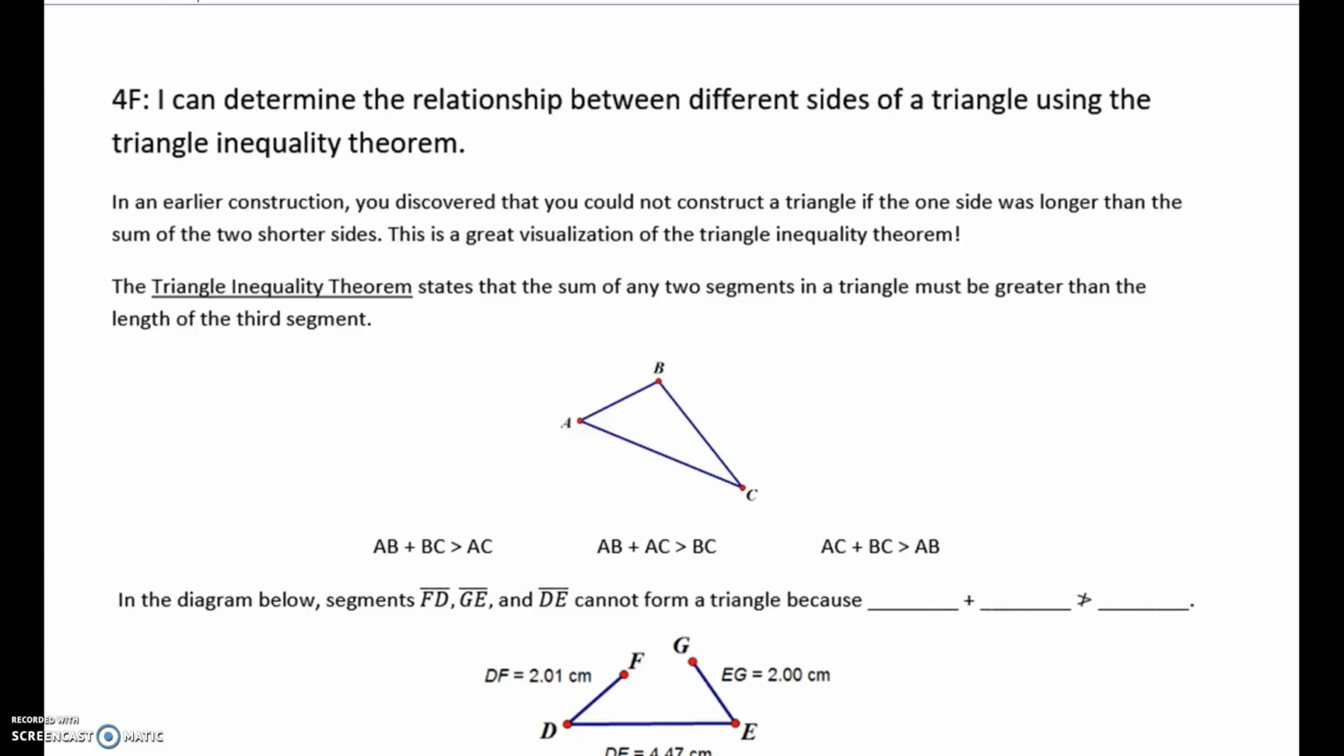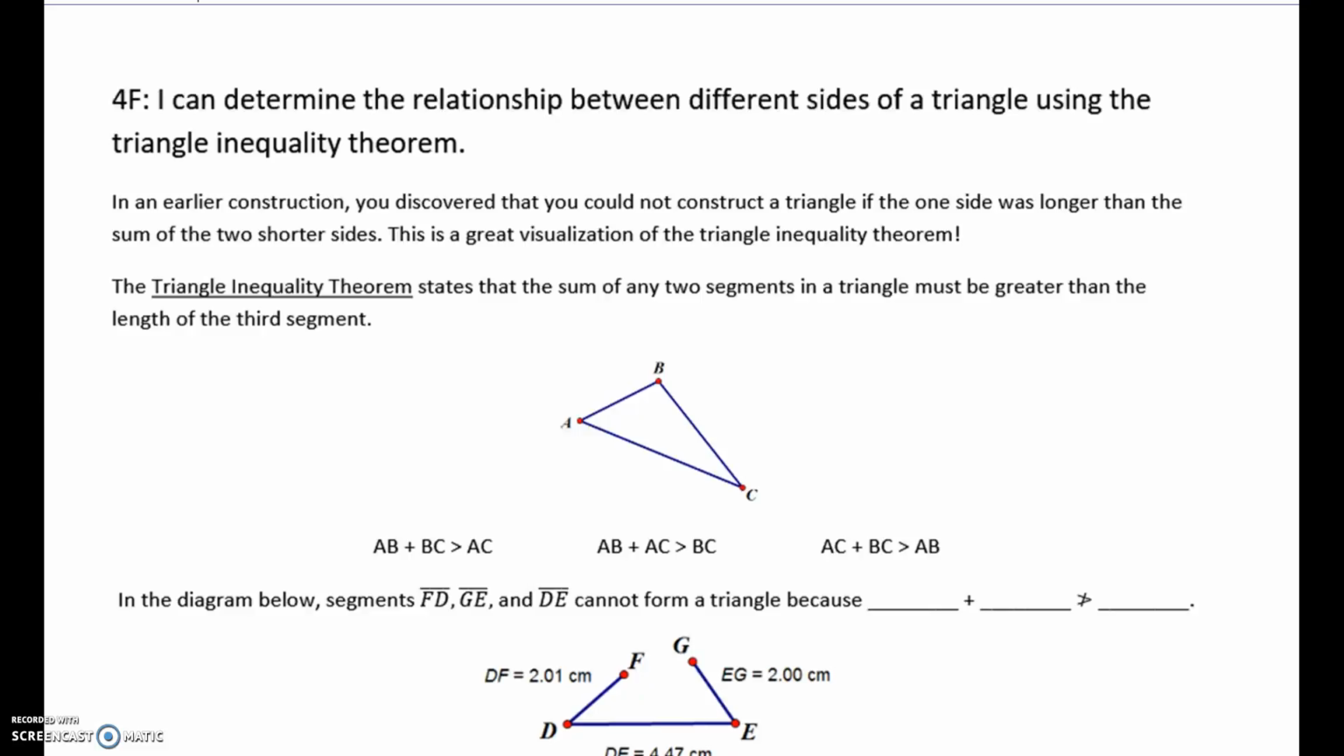So you guys did a construction in unit 3, an SSS construction, where you were trying to see if you could make a construction using 3 sides of a triangle. And one of them didn't work. The reason it didn't work was because the 2 shorter sides together were not longer than the third, longer side. Well, that's what the triangle inequality theorem is all about.